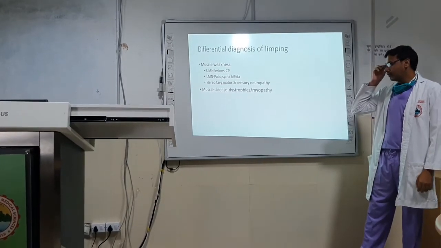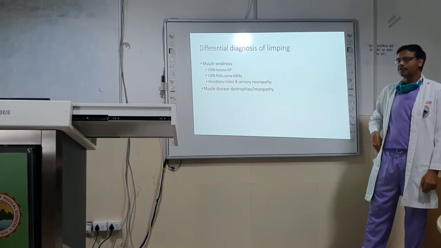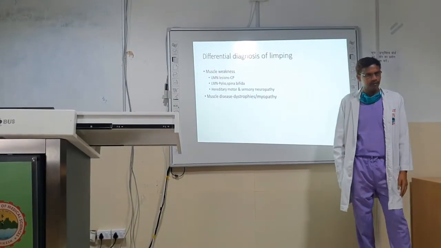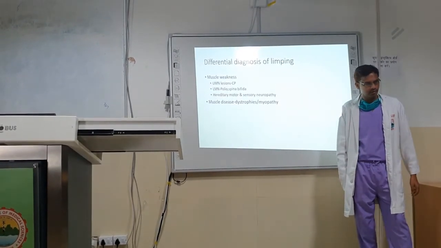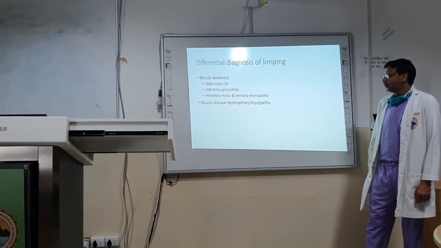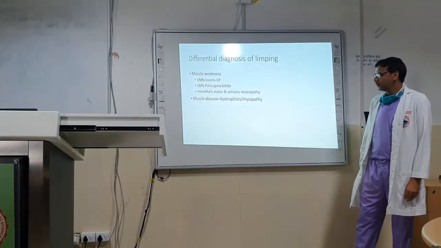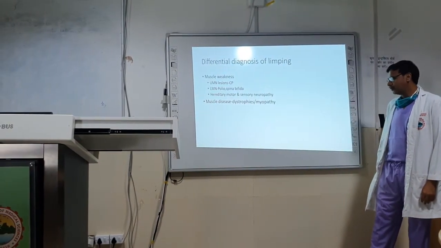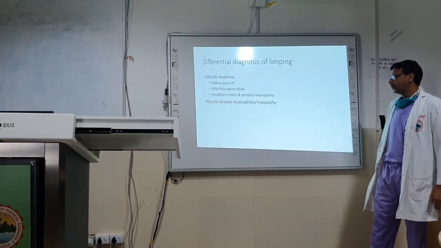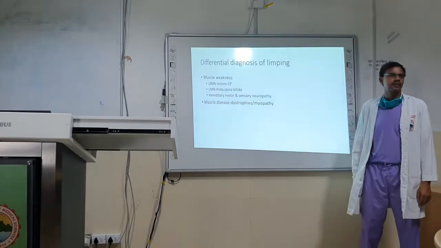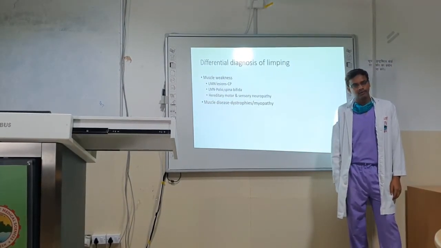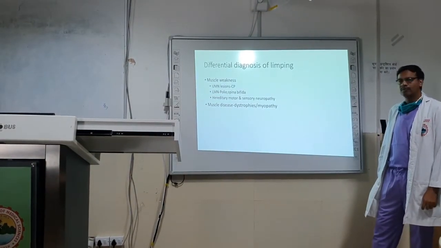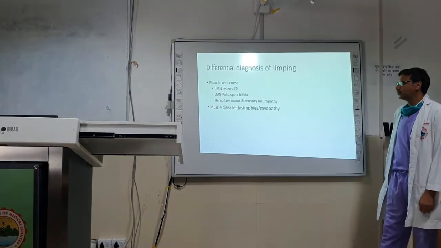Now the second important DD after LLD for limping is muscle weakness. Muscle weakness may be because of upper motor neuron lesions, and the most common we come across is cerebral palsy. And in the lower motor neuron type, polio is not commonly seen nowadays, but spina bifida is still a common etiology of this. And another important, not very frequent, but once in a while we come across, is hereditary motor and sensory neuropathy. These are all causes of lower motor type of palsy leading to muscle weakness and limping. And muscle diseases, dystrophies or myopathies. Okay, you should be aware of all these. Next.